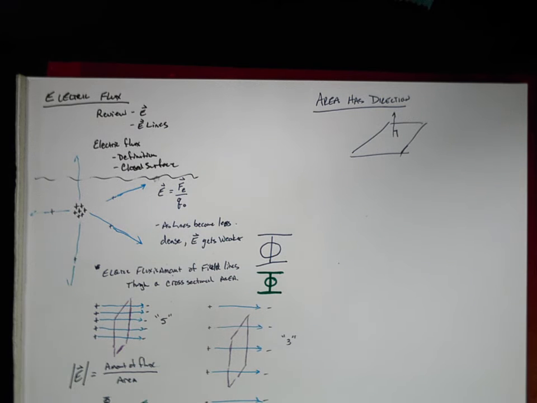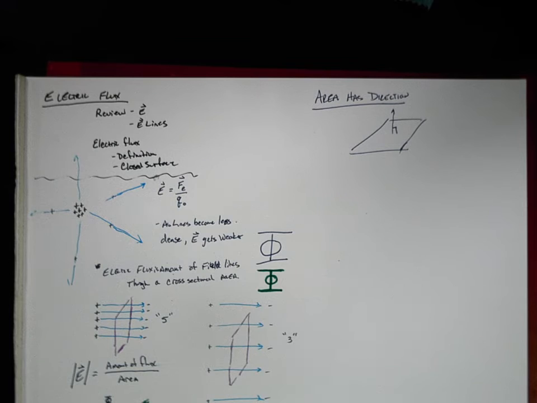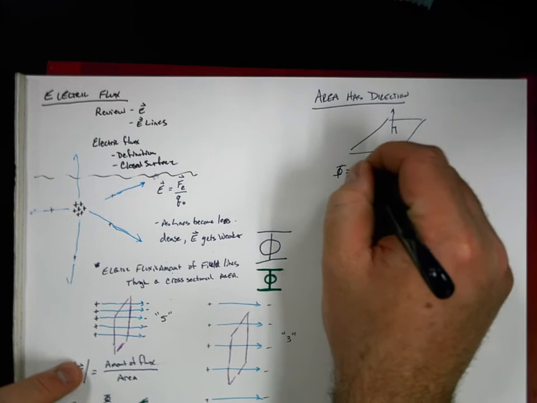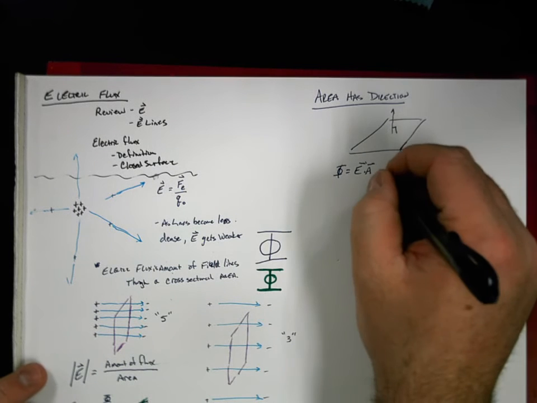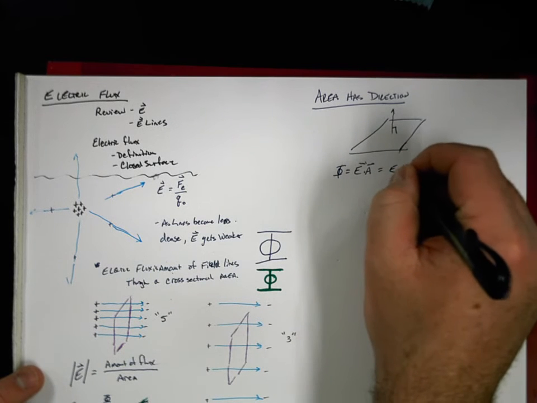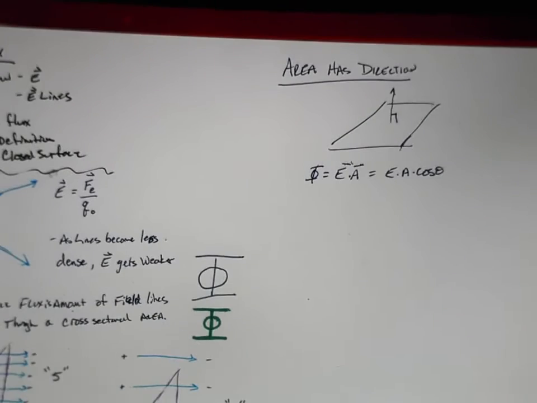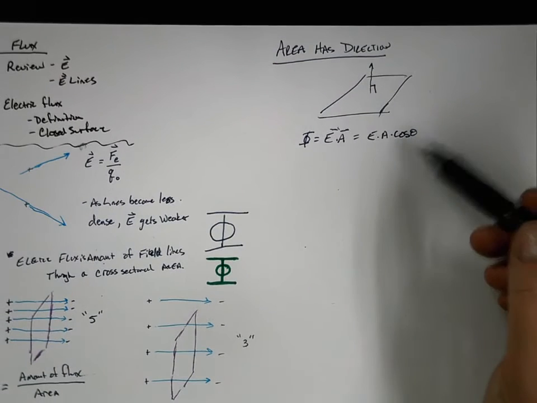What do you think the magnitude is? Well, it's how big the area is, right? It's the magnitude of the area. So, if phi equals E dot A, that means that this also equals E A cosine theta. So phi equals E A cosine theta.